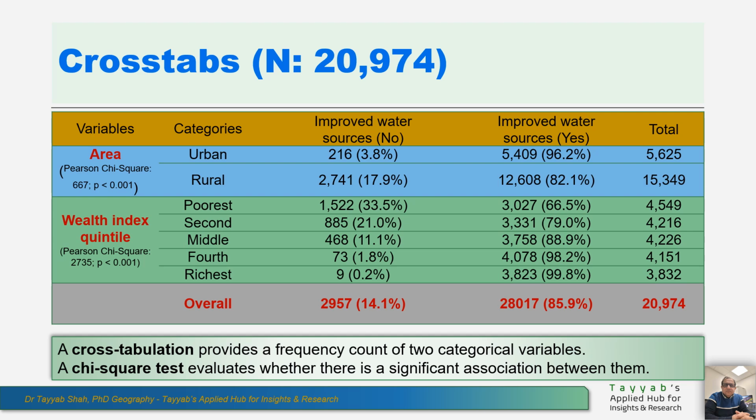Just to remind you, cross tabulation provides a frequency count of two categorical variables, and the chi-square is a confirmation of whether this association is significant or not. This is the kind of thing we do. Now keep this example in mind, and we will see how we apply it in the next terminologies.